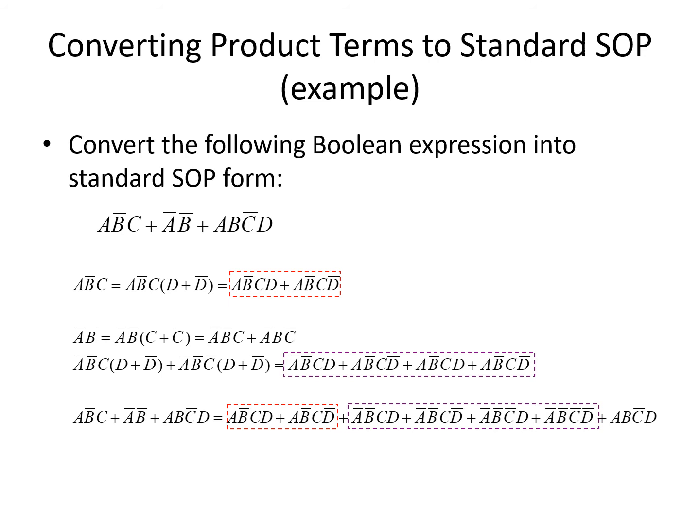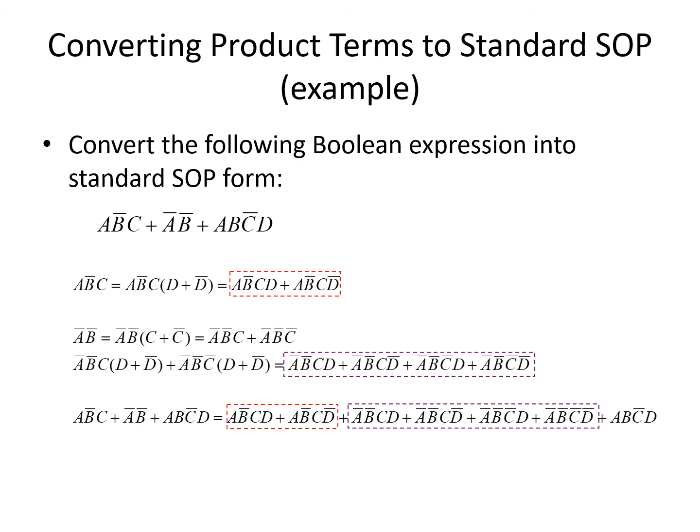Similarly, the next term is A bar B bar. We could see that the expanded term will be A bar B bar C plus A bar B bar C bar after adding the missing variable C as C plus C bar. So instead of 1 we will have C plus C bar.